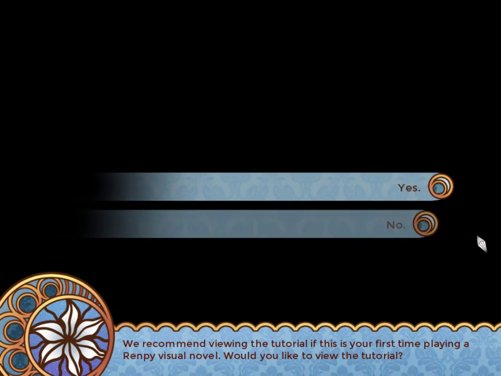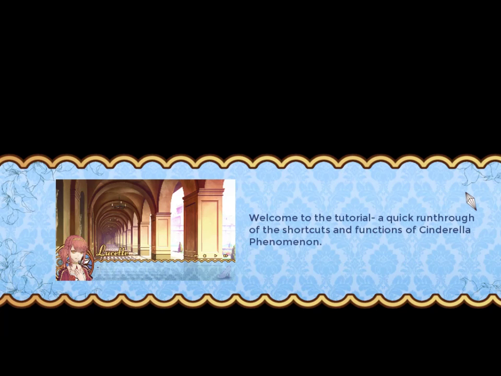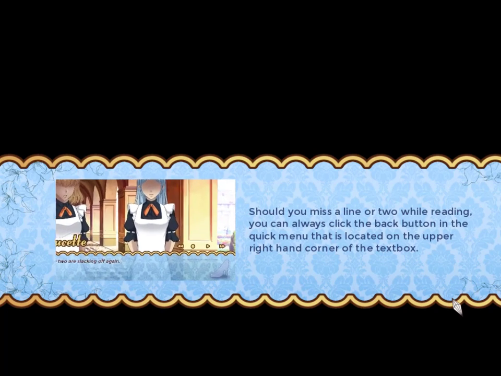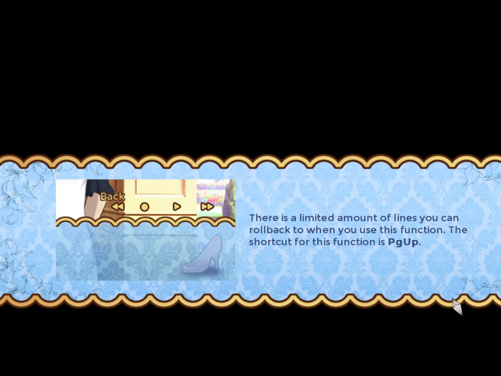So let's start anew. We recommend viewing the tutorial if this is your first time playing a visual novel. Welcome to the tutorial. Quick run through of the shortcuts and functions of Cinderella Phenomenon. To advance through text, click the spacebar or enter. Should you miss a line or two while reading, you can always click the back button. Just look in the upper right hand corner. There's a limited number of lines you can roll back to.